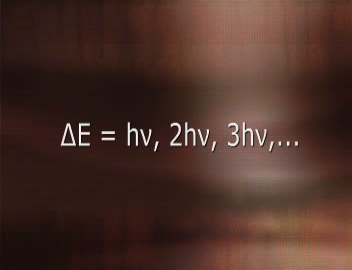This gain or loss had to be a whole number multiple of a constant multiplied by the frequency of the radiant energy. Delta E represents the amount of energy that is gained or lost. h nu is the quantum energy, or the smallest amount of energy at a given frequency. Planck's theory would revolutionize the way the physical world is perceived.